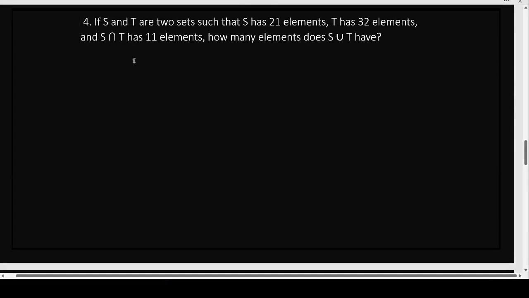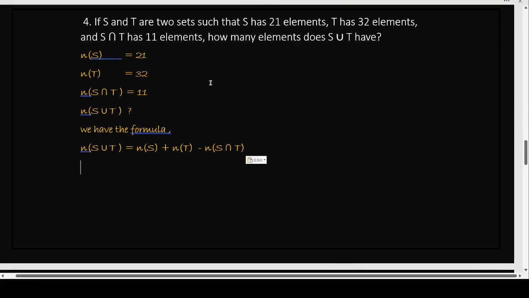Here, if S and T are two sets such that S has 21 elements, T has 32 elements, and S intersection T has 11 elements, how many elements does S union T have? This is a similar problem. Three values are given. It is asking to find out the fourth value. I am writing down in usual set notation. n(S) is 21, n(T) is 32, n(S intersection T) is 11, n(S union T) is how much?